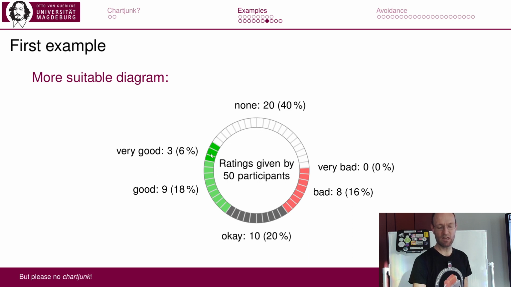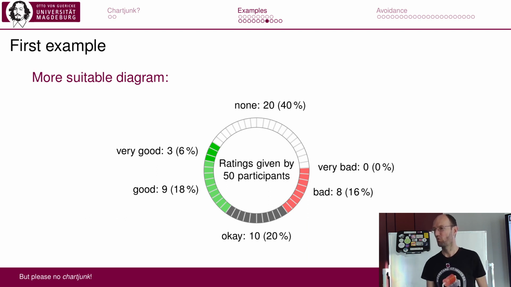And so now colors are somehow useful. The very good is something green, like the green light. Good is still green. Okay is something grayish. Bad is red. We don't have any very bad. And the participants that did not respond just get white, for example, because we don't have any more information from them. And there are the absolute numbers and also the chair given, and it's also stated in the center that we got 50 participants.